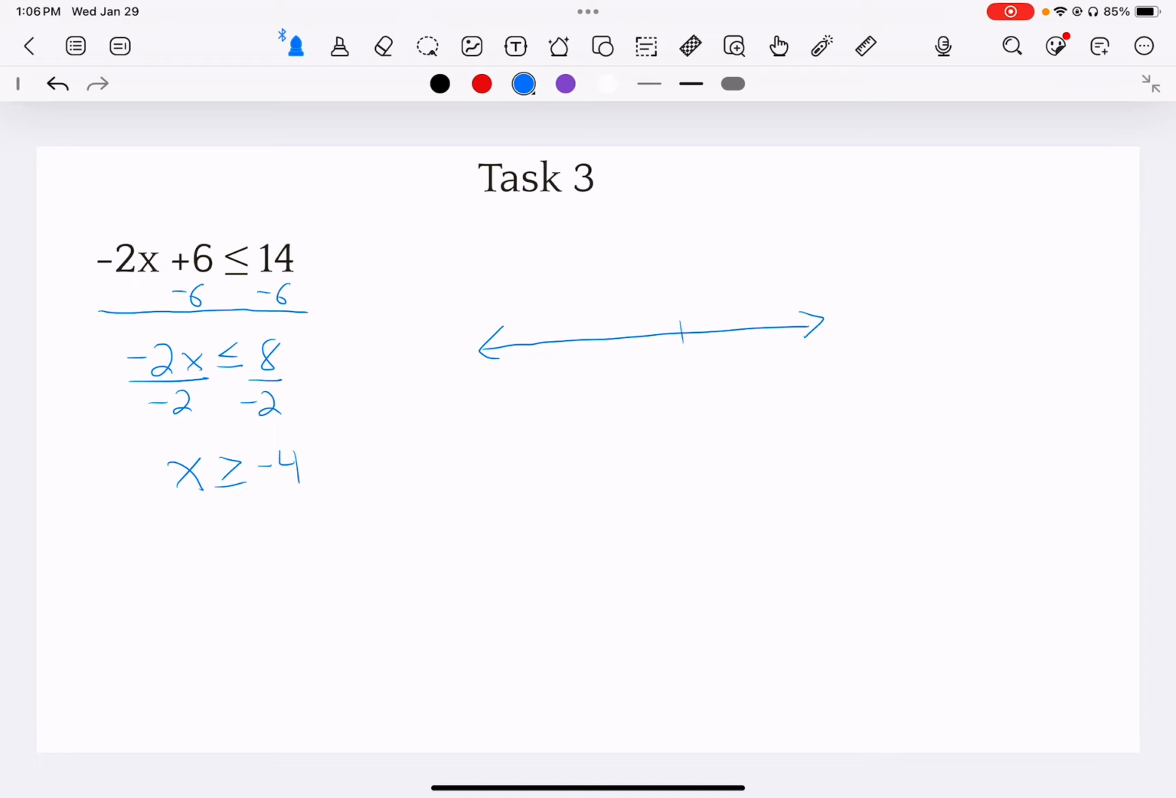Now to graph it, I have -4 in the middle, -3 and -2 to the right, -5 and -6 to the left. Now, since it's greater than or equal to, I'm going to have a closed circle because -4 is a part of my solution, and I'm going to shade to the right.